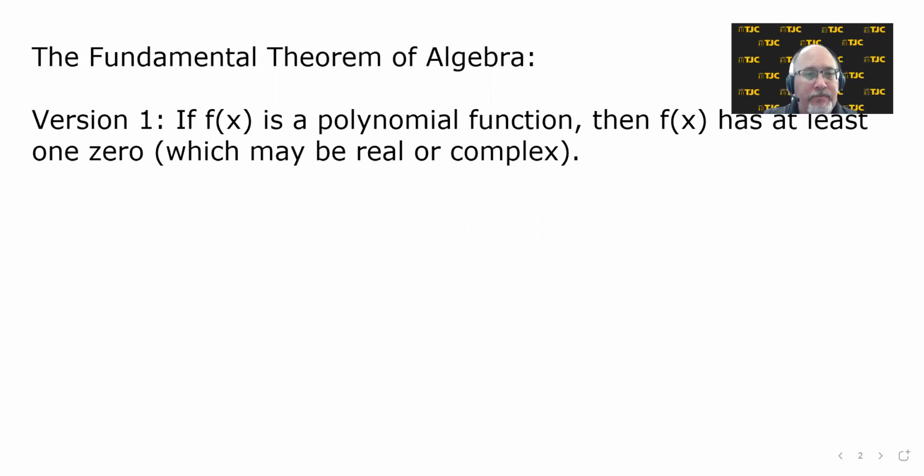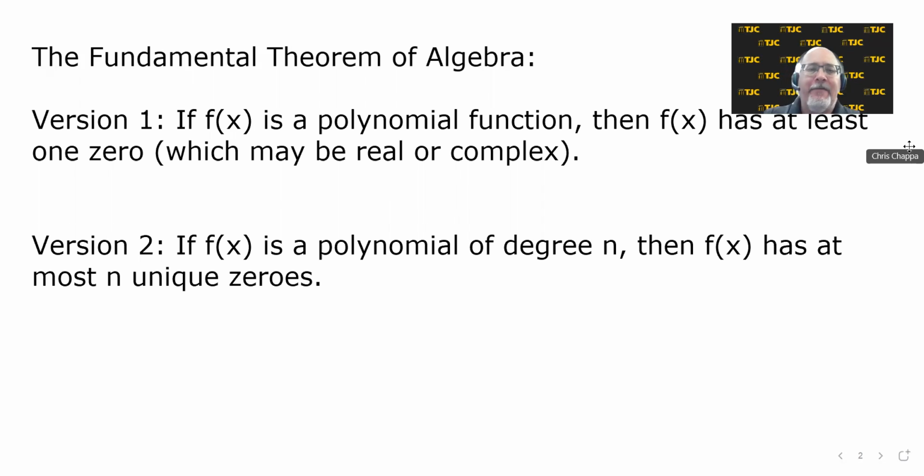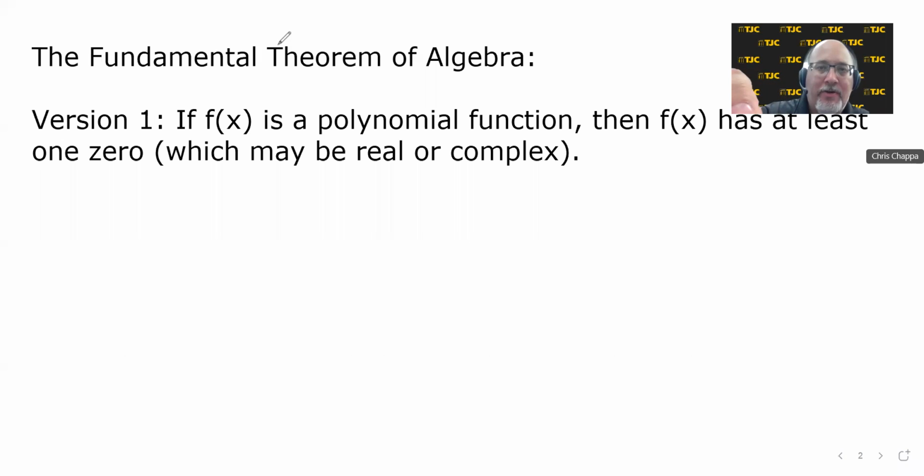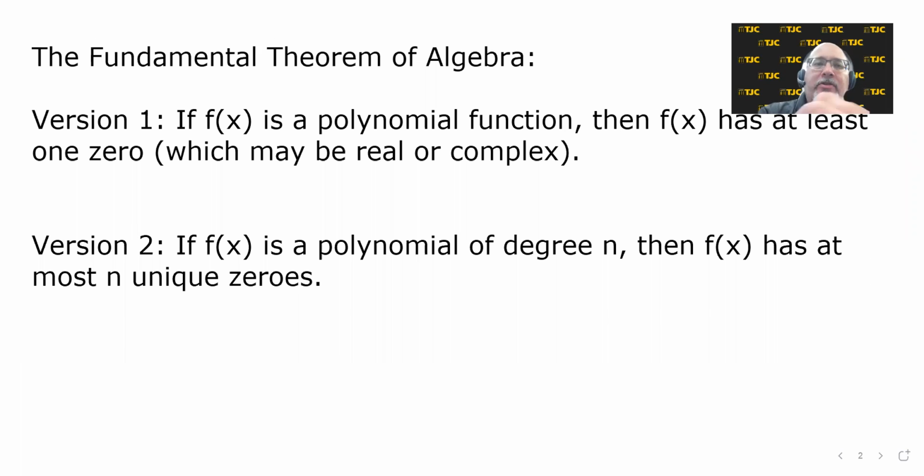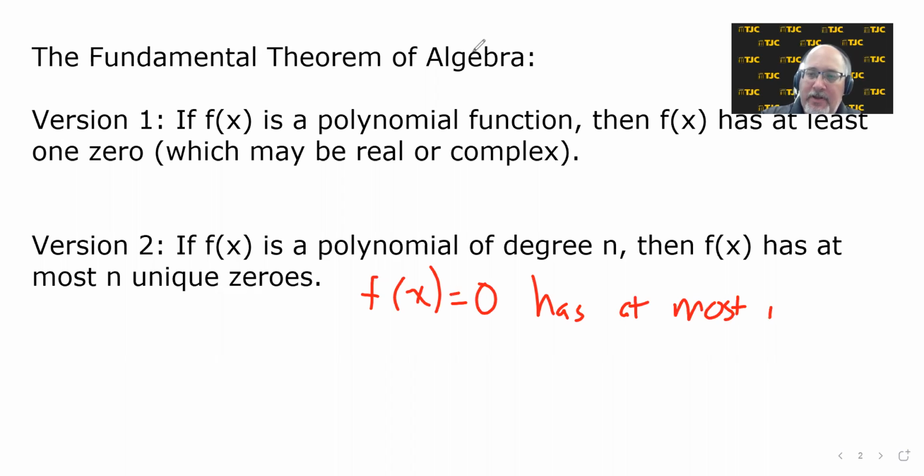Version number 2. If f of x is a polynomial of degree n, so the highest power is x to the n, then f of x has at most n unique zeros. In other words, there's a limit to how many solutions this equation can have. F of x equals 0 has at most n solutions.